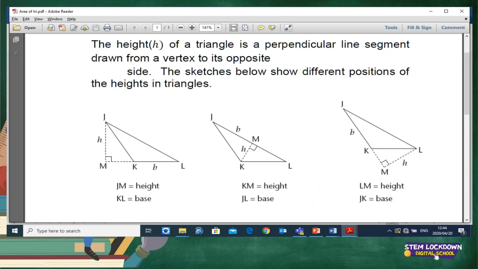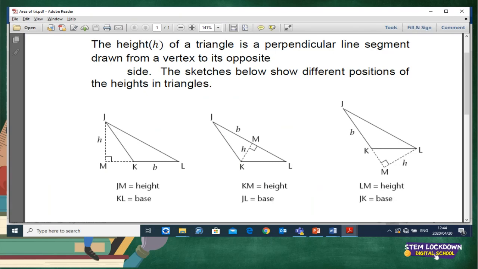The height of a triangle is a perpendicular line. What do we mean by a perpendicular line? It means that line forms 90 degrees. When you join it with the base, the angle that is formed there must always be 90 degrees. Now, the sketches that are shown below show different positions of the heights in triangles. So the heights won't always be drawn in the same position.